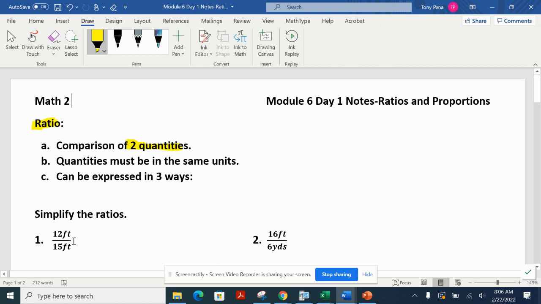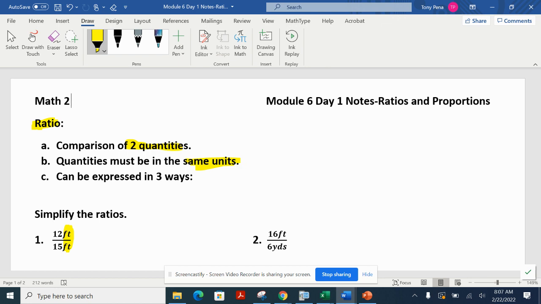So if you kind of look here, feet and feet, all right, these are feet and yards. We want to convert those. We want to make sure that they have the same unit. So when it refers to the same unit, these have the same unit, these do not. So we would want to convert one of these, right, so that they do have it. We're comparing kind of apples to apples.